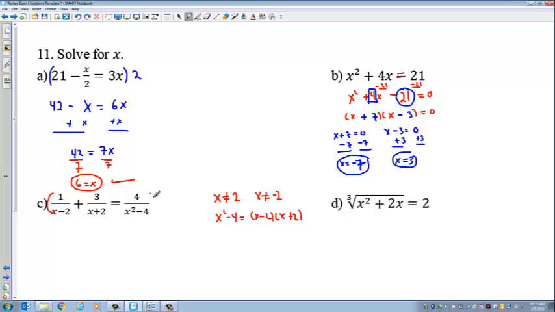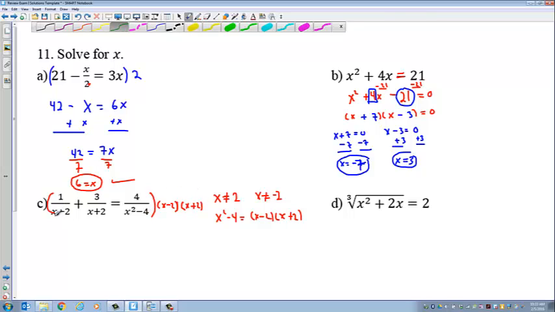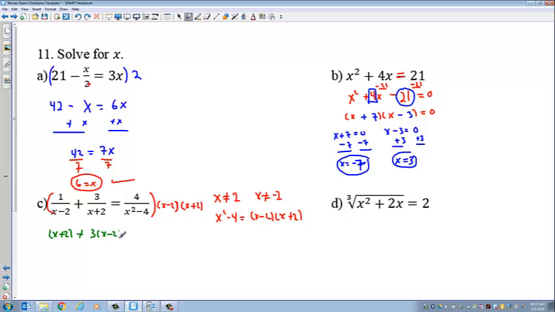So what I'm going to do now is clear the denominator. Just like I did up here, I multiplied by 2. What I'll multiply by here is x minus 2 times x plus 2. And that's it. I don't have to multiply by anything else because x squared minus 4 is this. And now when you multiply through by this thing, over here the x minus 2's cancel and you just get x plus 2. Plus, right here the x plus 2's cancel, so you just get 3 times x minus 2. And right here, everything cancels, so you just get the number 4.